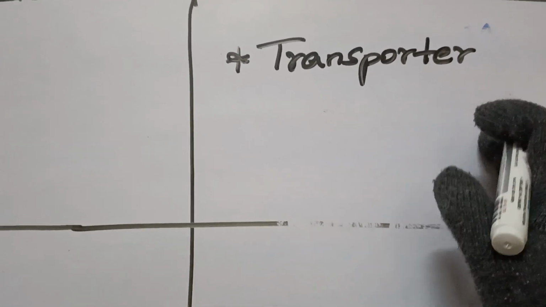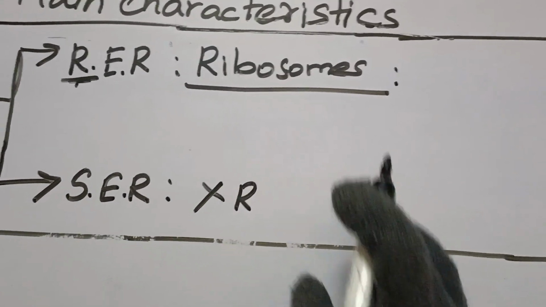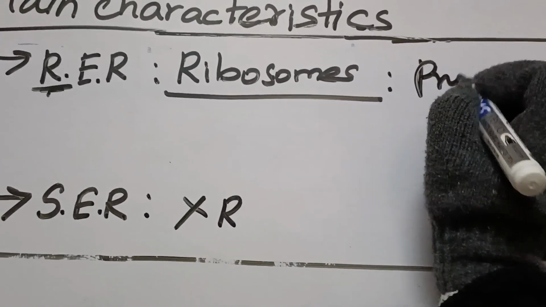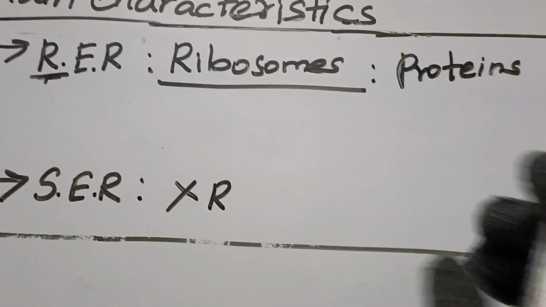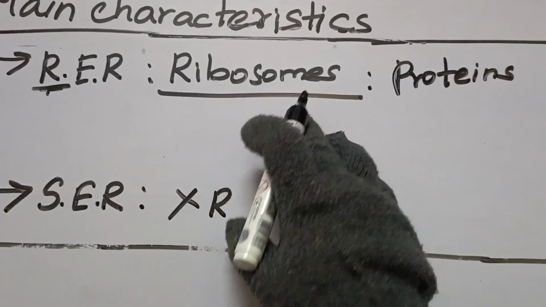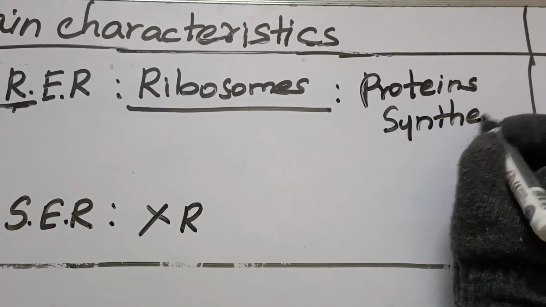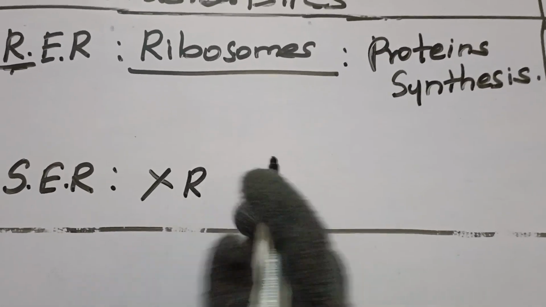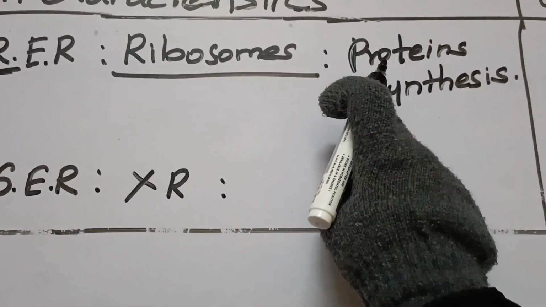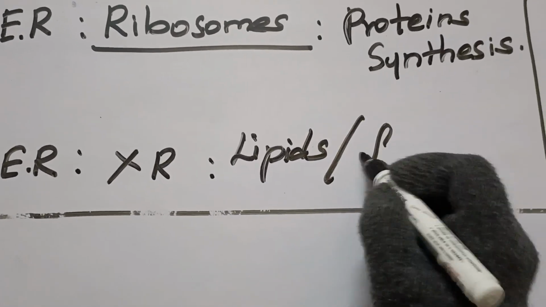It is going to transport all the materials to the different destinations of the cell. If we talk in detail, the RER is going to make proteins. As we have ribosomes involved, keep this one thing in mind: wherever ribosomes are there, the major work will be protein synthesis, because ribosomes are protein factories. Whereas in SER, where ribosomes are not there, instead of proteins, they are going to make lipids or fats.